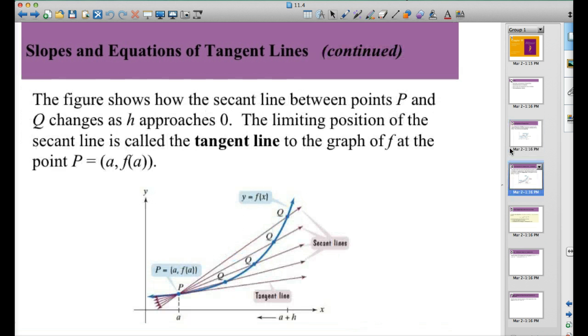The figure shows how the secant line between points P and Q changes as h gets closer and closer to 0. The limiting position of the secant line is called the tangent line to the graph of f at point (a, f of a). So in other words, you start here, and it gets smaller, smaller. So it gets closer and closer to a tangent line. And a tangent line touches the graph at one spot only.